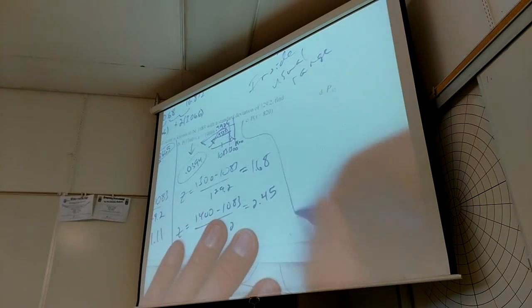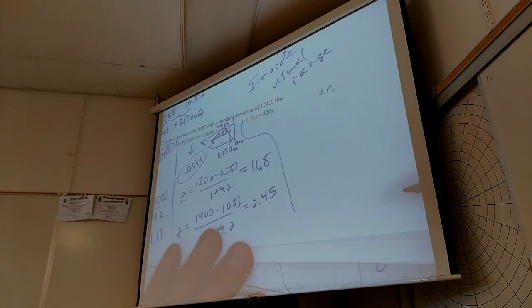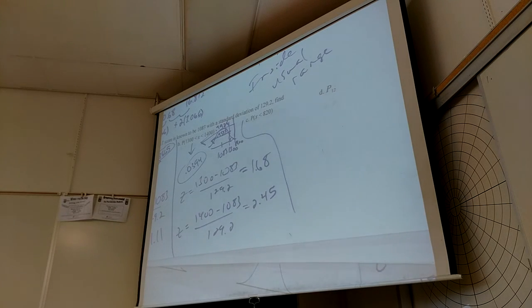I think you start to see how every problem is basically the same, right? They give you an X score, you make it into a Z score, and then you look it up. If they give you a percentage, you look up the Z score, and then you change it back to an X score. It's exactly reverse.